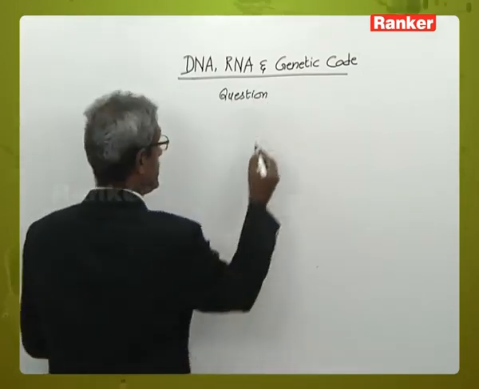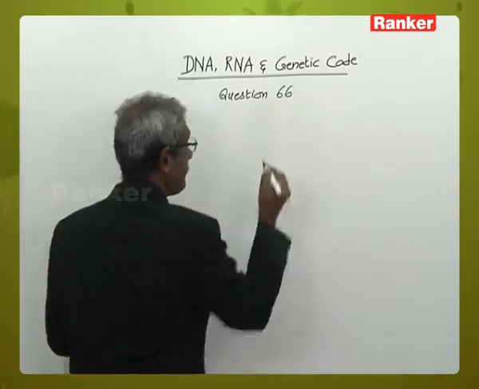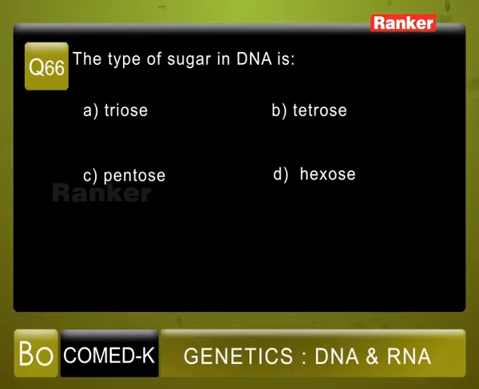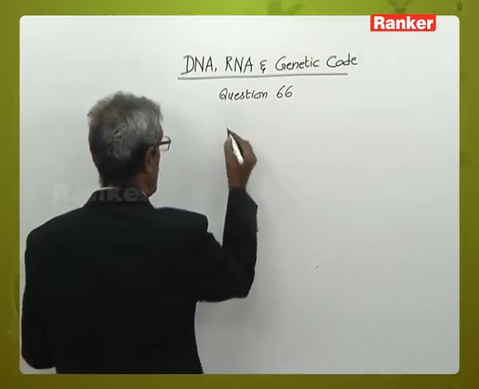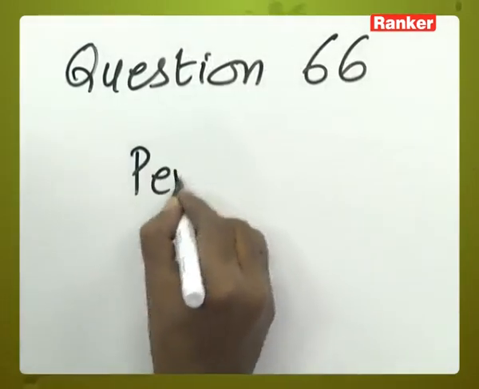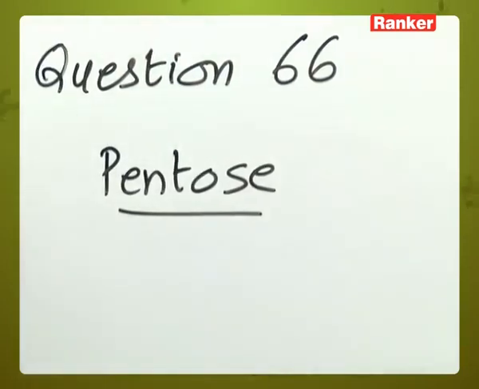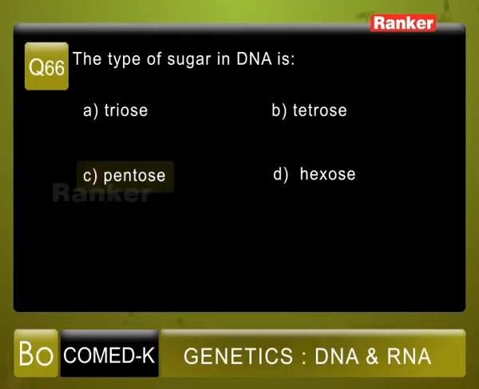We go to question number 66. The type of sugar in the DNA is a triose, tetrose, pentose or a hexose sugar. It is always a 5 carbon sugar, hence it is termed the pentose sugar. The answer is C.